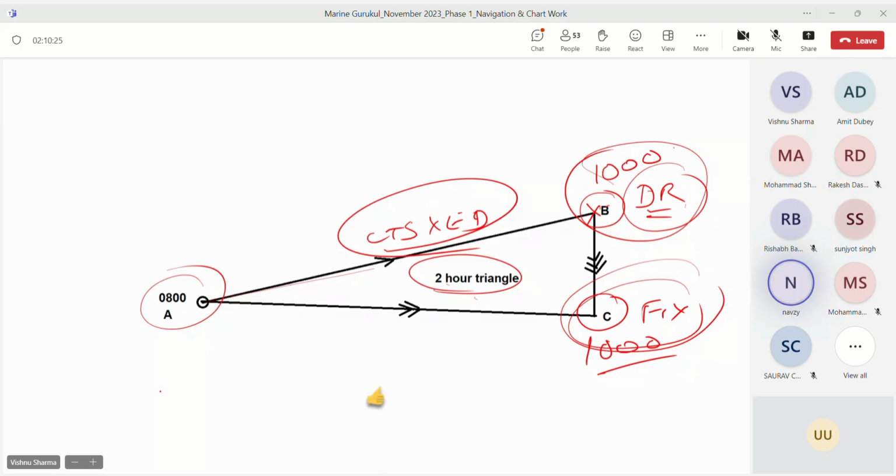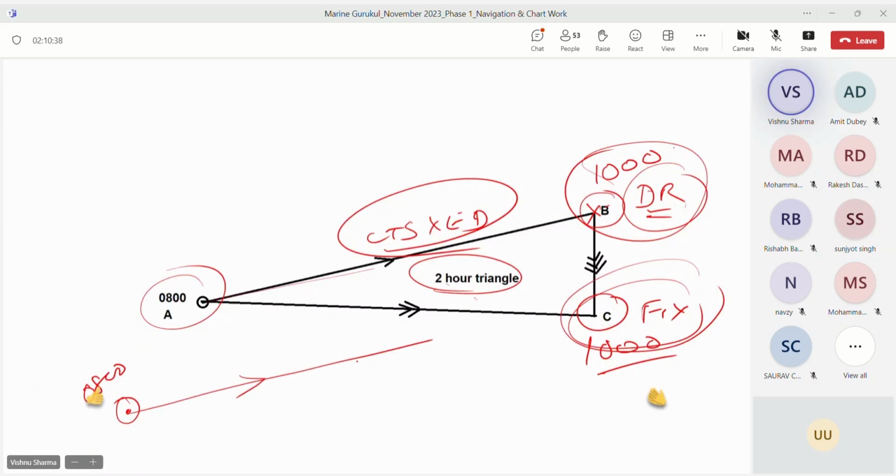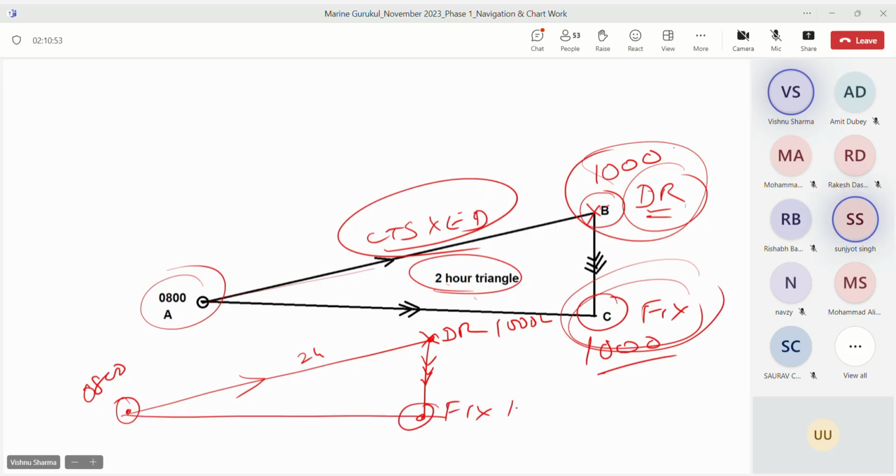Yes, sir. DR to fix. Beta, if the vessel is here at 8 o'clock and I know the CTS and engine distance, then when I apply the CTS and engine distance I get the DR, yes or no? Let's say if it is for 2 hours, then this is the DR for 1000 hours. And if you apply the current for 2 hours here, this becomes the fix at 1000 hours. Yes or no?